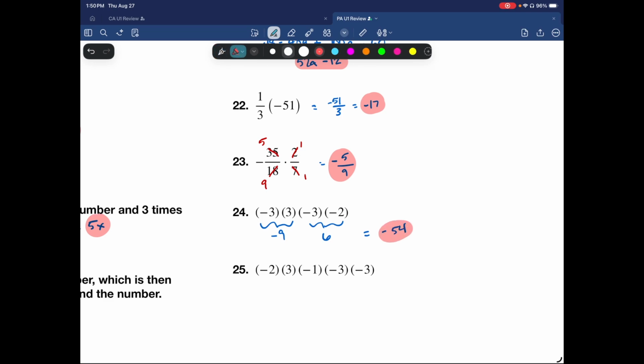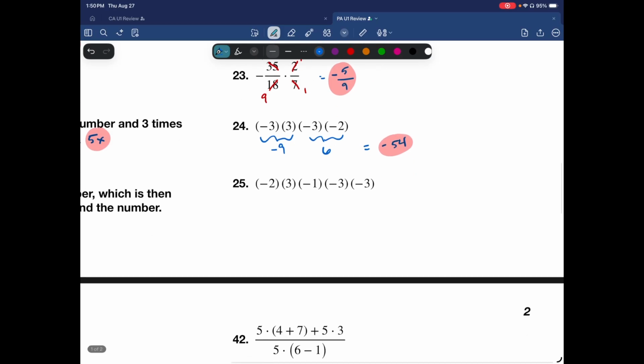Okay, on 25, again, we're going to do it in chunks. So this is going to be negative 6, this is going to be positive 3, and then of course you got negative 3 down here. You're multiplying all of these together, so you can keep going in chunks if you want to. So this would be negative 18 times negative 3, and so that's going to be positive 54. Two negatives make a positive. It's positive 54. All right, so that's page 1.